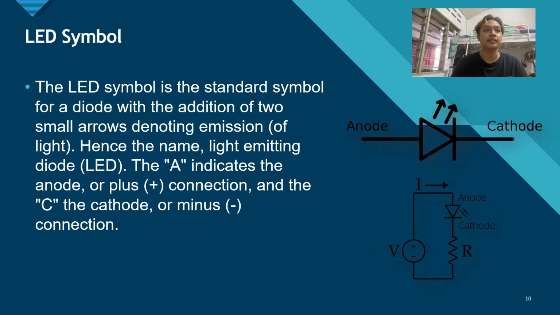The pictures in the slide are the LED symbol and an example of the LED symbol in a circuit. The LED symbol is the standard symbol for a diode with the addition of two small arrows denoting emission of light. Hence the name light-emitting diode. The A indicates anode or plus connection, and the C the cathode or minus connection.